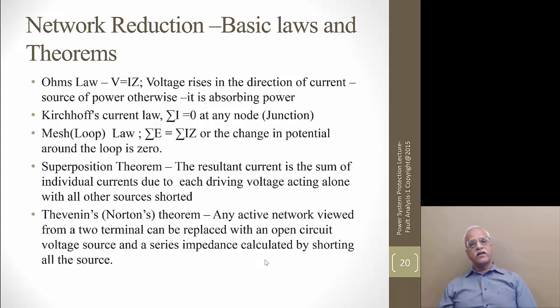And then what equations or laws do we use to reduce it? First is Ohm's law, voltage is I times Z, and Kirchhoff's current law is the sum of all the currents at a junction should be equal to zero. And then Kirchhoff's voltage law, the mesh or loop law we call it: the sum of all the voltages in a mesh or in a loop must be equal to zero.